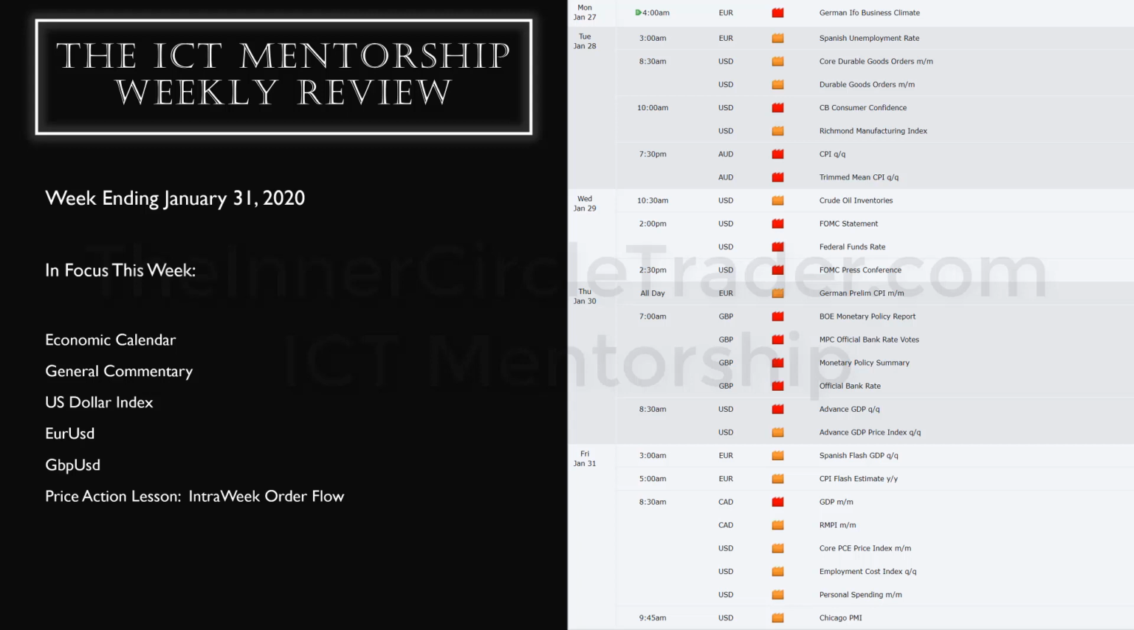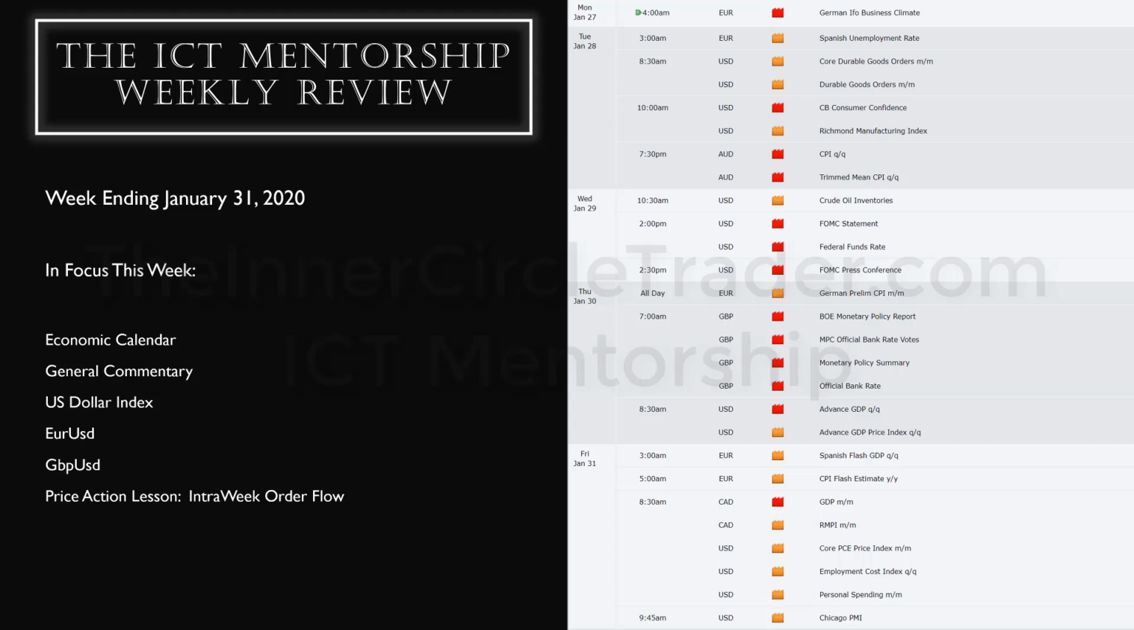10:30 a.m. New York session medium impact crude oil inventories, watch Canadian dollar. 2 p.m. we have FOMC statement, federal funds rate, and the press conference at 2:30. Thursday, we have German preliminary CPI. 7 a.m. New York session, high impact Bank of England monetary policy report and official bank rate vote and monetary policy summary and official bank rate. So Thursday is going to be the heavy hitter for cable.